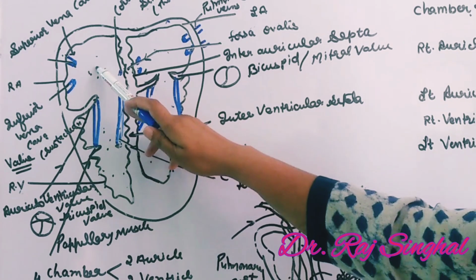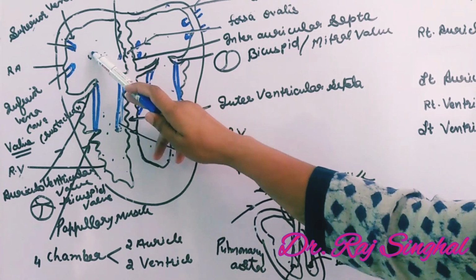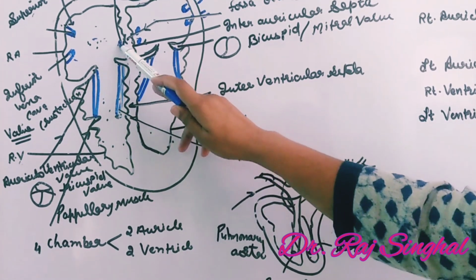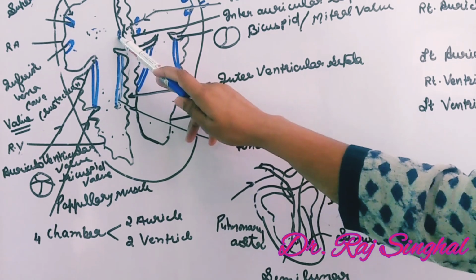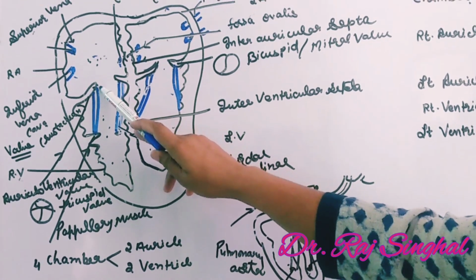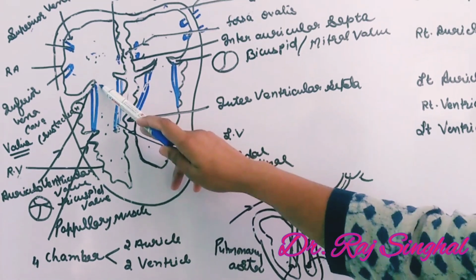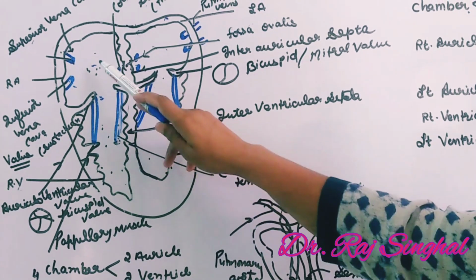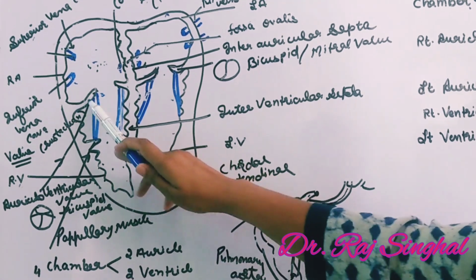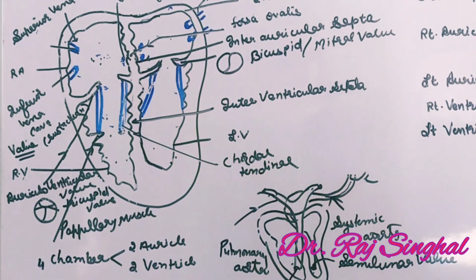Right auricle receives blood from the superior vena cava and inferior vena cava. It also receives blood from the heart wall, that is, the coronary sinus. Through valve V1, that is the right auriculoventricular valve or tricuspid valve, the blood comes from auricle to ventricle. These valves are connected to papillary muscles with the help of thread-like structures called chordae tendineae.